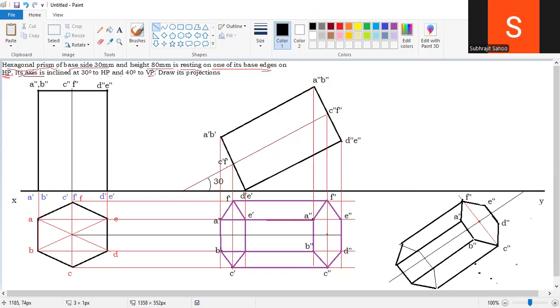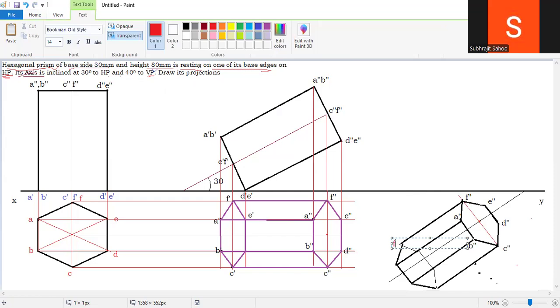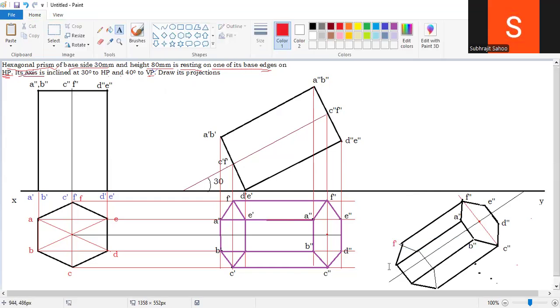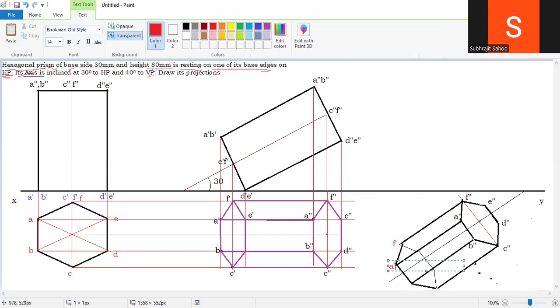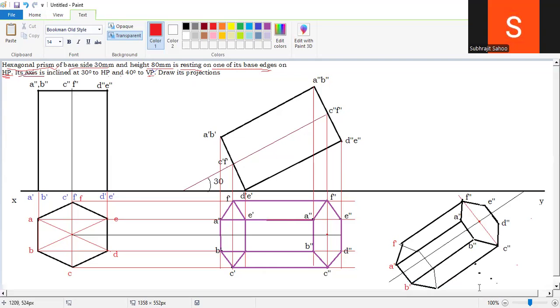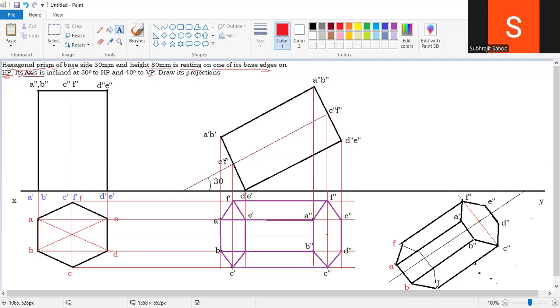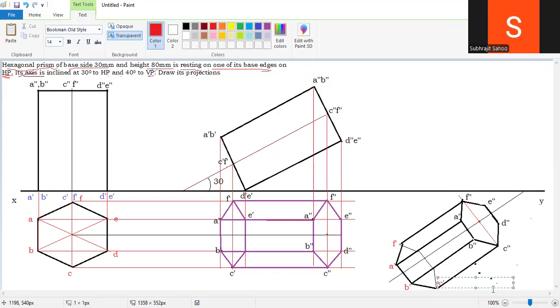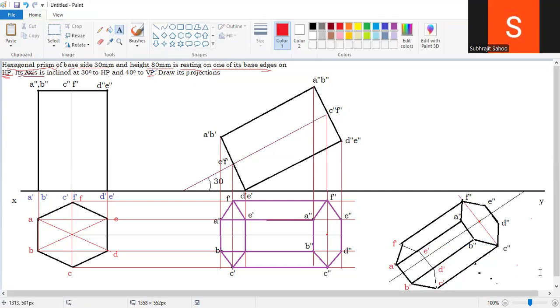Then what is the last diagram I have to draw here? How to draw? Okay, naming is required. Naming F dash, A dash, B dash, C dash, D dash, E dash. Right?